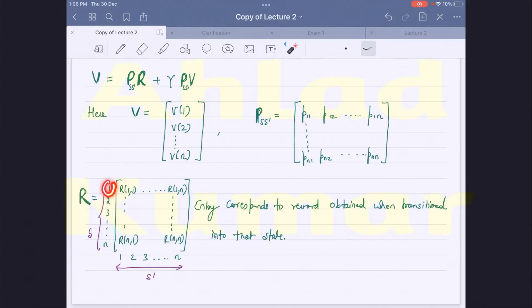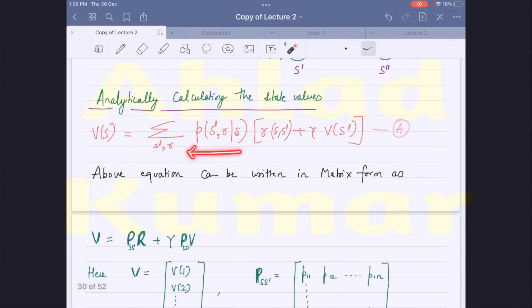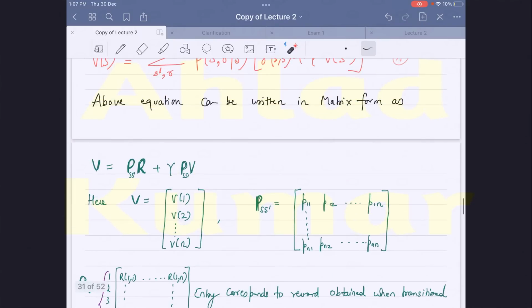axis. So if you make a transition from first state to nth state, then that will be corresponding to this reward R1n. And if you transition from state n to state 1, then it is given by reward Rn1. So it will be a matrix actually. So what you are doing now is you are actually multiplying PSS with R to get this particular expression here, the first one. And then we have gamma times this transition probability PSS again, because it's multiplied with VS bar. And VS bar is nothing but a one-dimensional vector of the value functions for all these states.